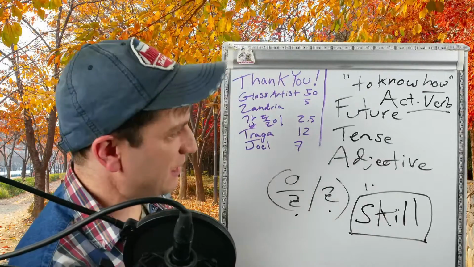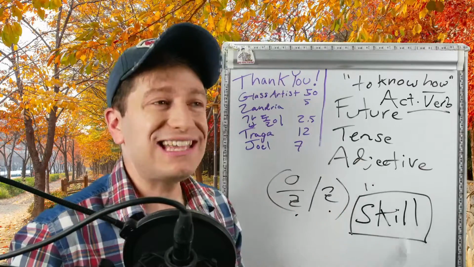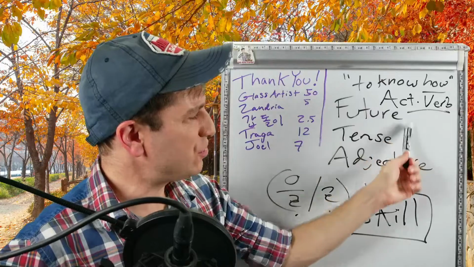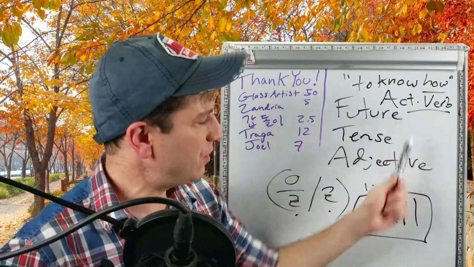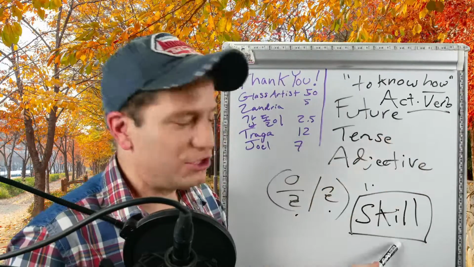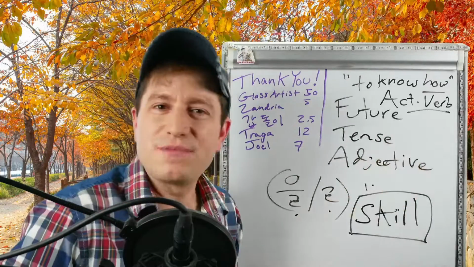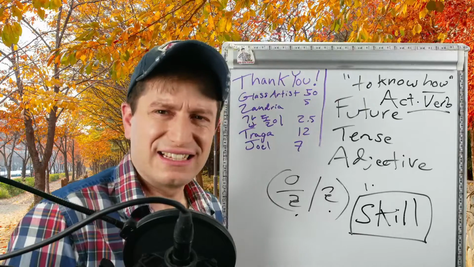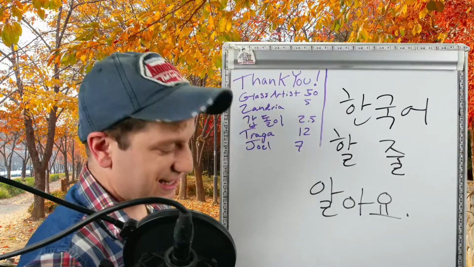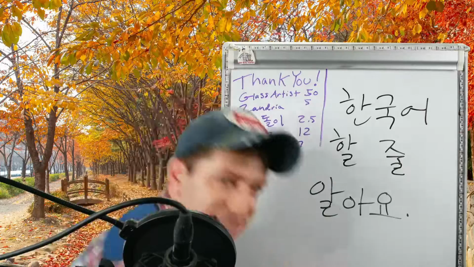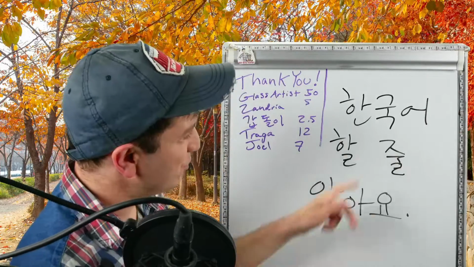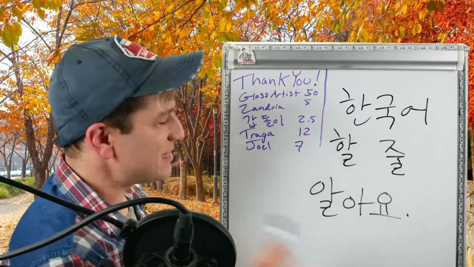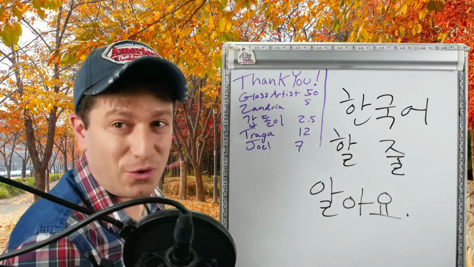Not only does this have to be an action verb, but it also has to be an action verb that's a skill. It's going to be how to swim, how to teach, how to use, how to do something, like an actual skill, not simply how to do anything. 한국어 하다, literally to do Korean. That's how you say to speak Korean. 한국어 할 줄 알아요. So 하다, 할. If this is 하는 줄, it is not this form.